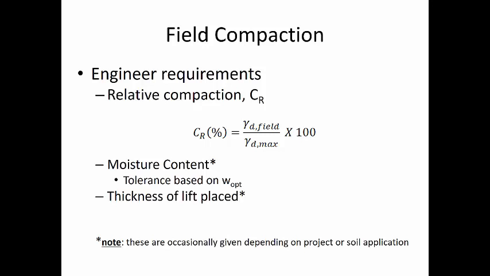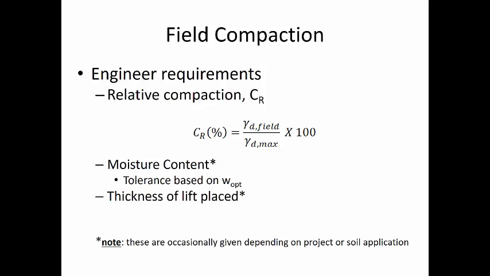The amount of compaction that is achieved in the field can be calculated by this relative compaction equation. So if you understand the dry unit weight in the field, compare that to the dry unit weight determined in the laboratory, the maximum dry unit weight of the Proctor curve, multiply by 100, and you achieve the relative compaction of that soil. The standards that are developed for a project dictate the amount of relative compaction required for that site, depending on the type of backfill or fill material that's being placed.